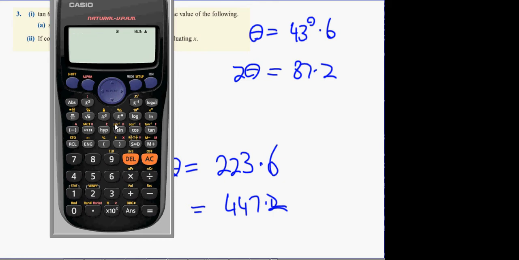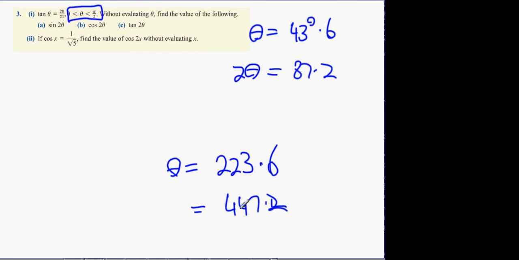Okay, so if I tried out sine 87.2, it's 0.99. And what happens if I tried sine 447.2? 0.99 again. So look, as it turns out, it is the same. Okay, so it's completely unaffected. If you take away 360, it's still located in the first quadrant, so it's okay.